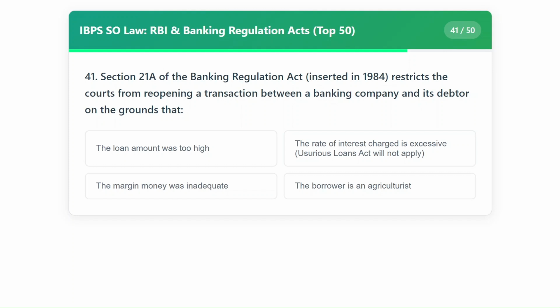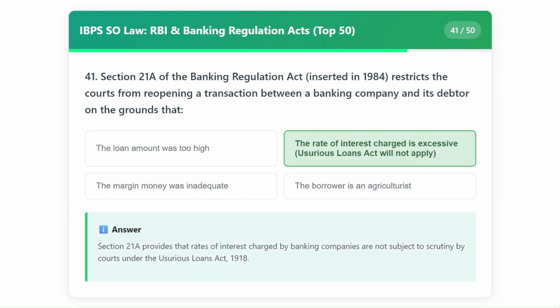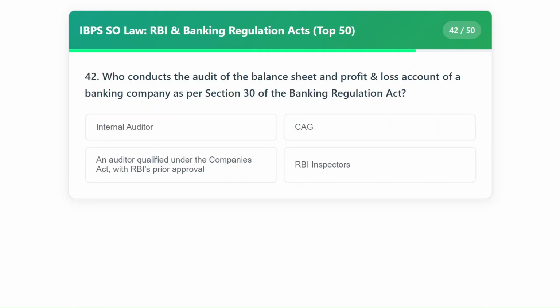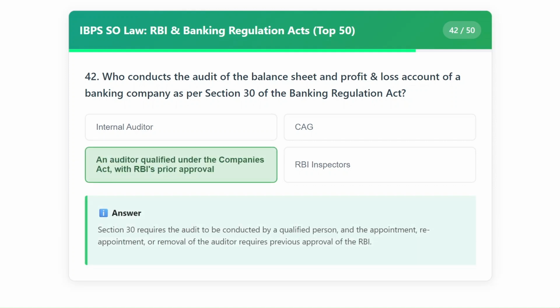Section 21A of the Banking Regulation Act restricts the courts from reopening a transaction between a banking company and its debtor on the grounds that the rate of interest charged is excessive. Who conducts the audit of the balance sheet and profit and loss account of a banking company as per Section 30 of the Banking Regulation Act? An auditor qualified under the Companies Act with RBI's prior approval.